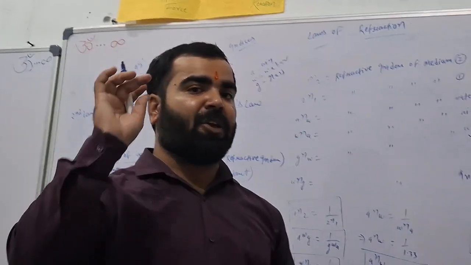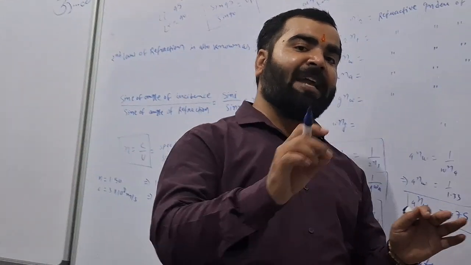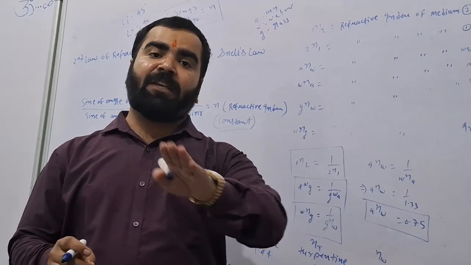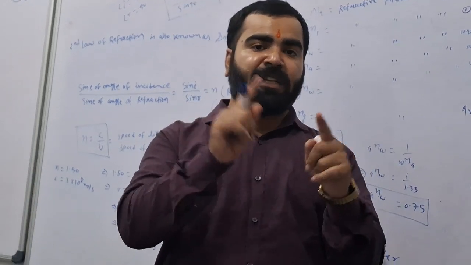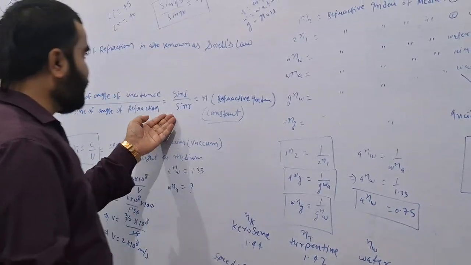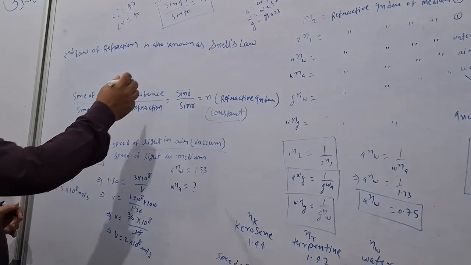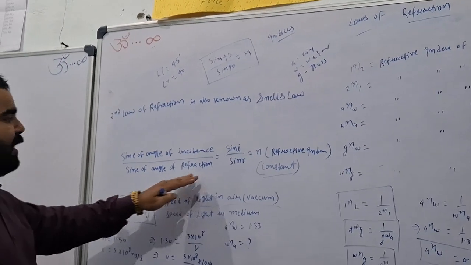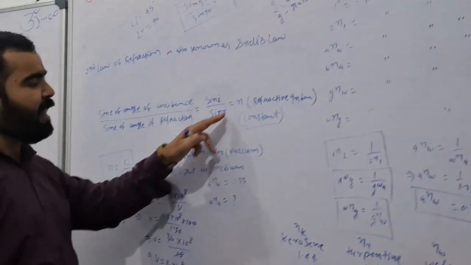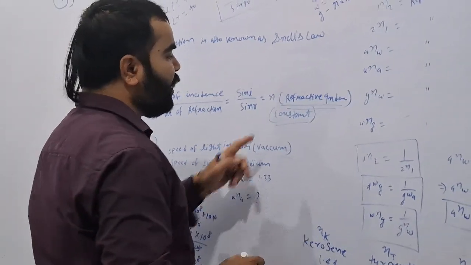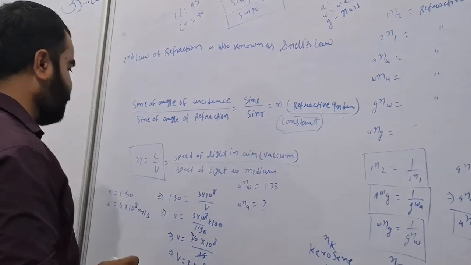Now, the second law of refraction, which is also known as Snell's law. The ratio of sine of angle of incidence to the sine of angle of refraction is equal to a constant, and that constant is known as refractive index, and it is denoted by small n. Here you can see it is the second law of refraction known as Snell's law. Sin i by sin r is equal to n. That is refractive index. This constant is known as refractive index.